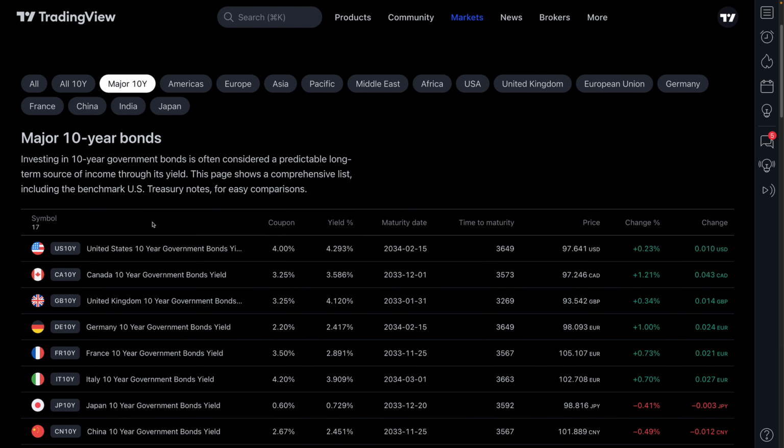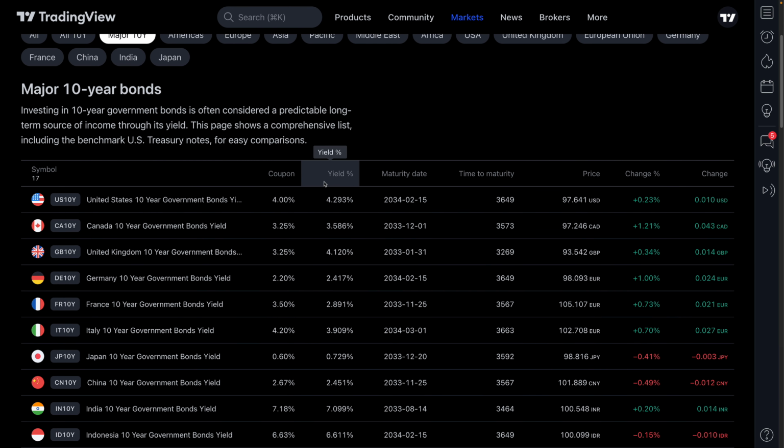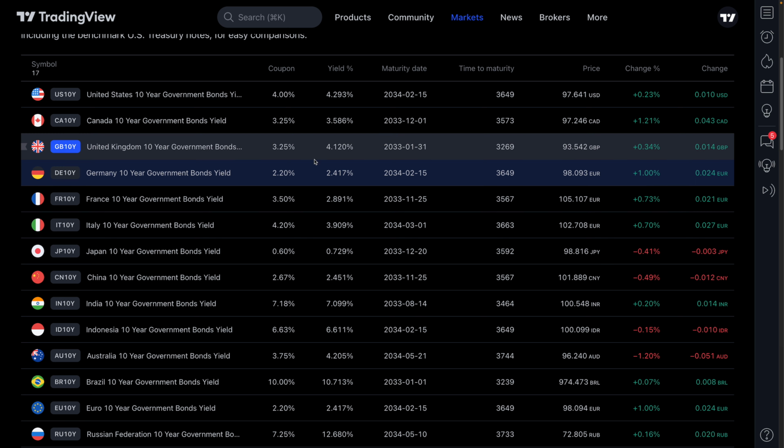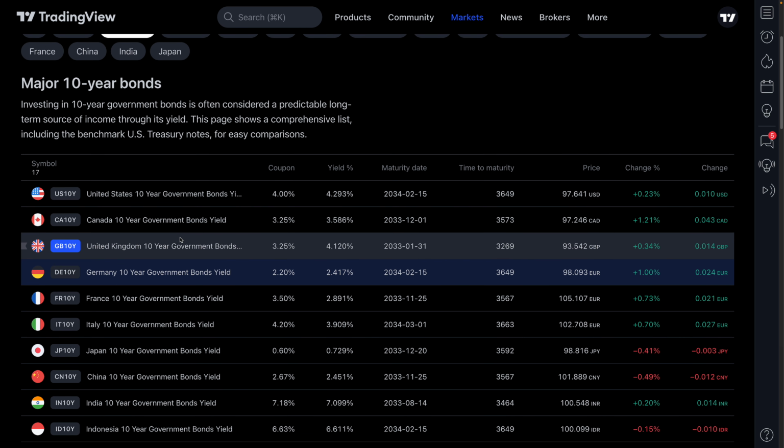In addition, what you're often going to notice is that there's a coupon and a yield percentage. This is essentially how much you are going to get paid just for holding the bond, and it's expressed as a percent because it's a percent of what the total price is of that bond. So DE10Y, Germany 10-year government bonds yield. Currently, you can see that data right here, from the yield to the maturity date, time to maturity, price, percentage change, and change. Now, getting to the chart is a next step here.